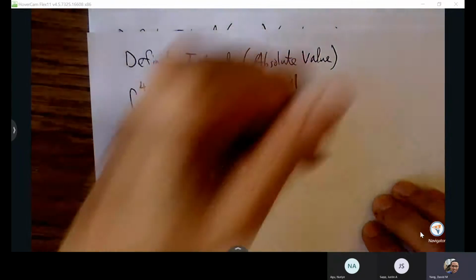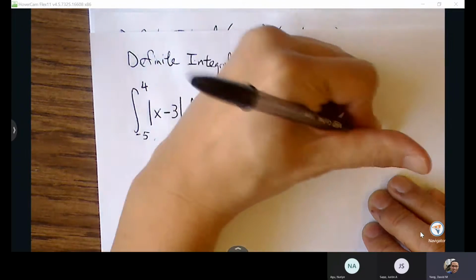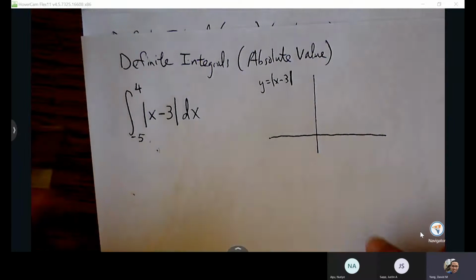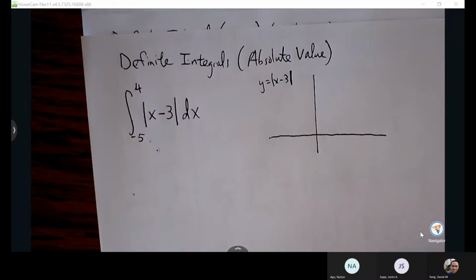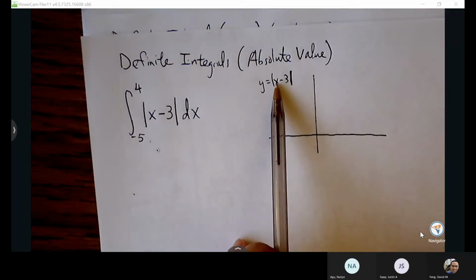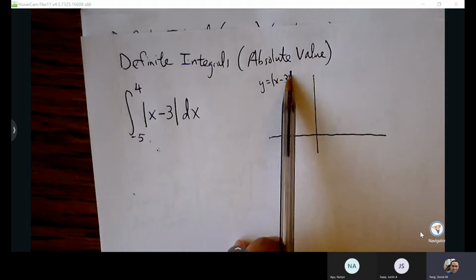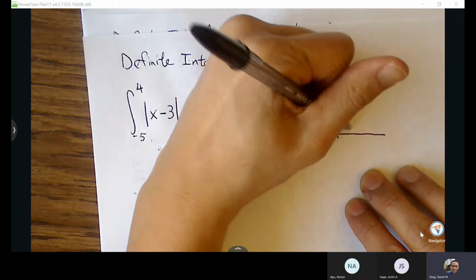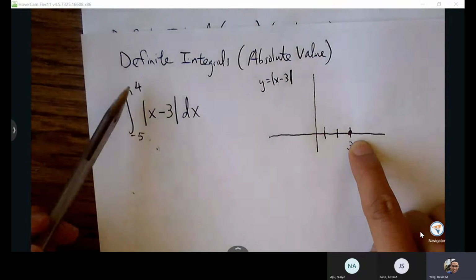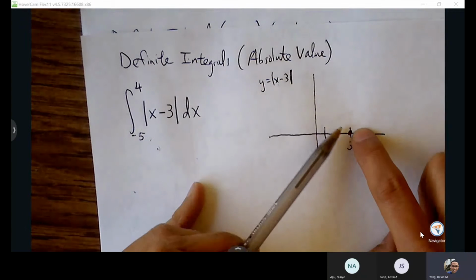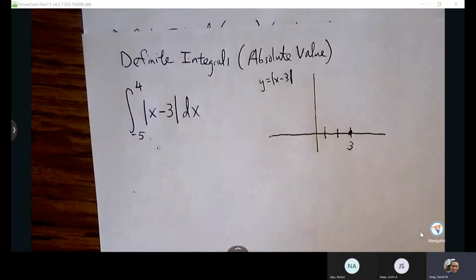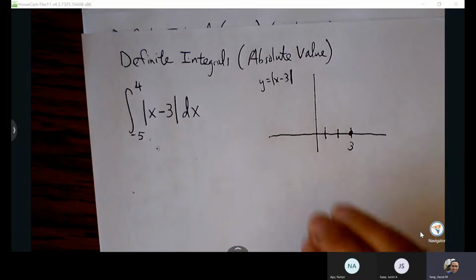Where's the vertex going to be? Any idea? Has to do with this number here. Yeah, opposite. All right, so it's going to be (3, 0). Okay, so from 3, you know that it's an absolute value of x minus 3, which is going to be a V opening up. And we just have to extend all the way to -5 and over to 4.